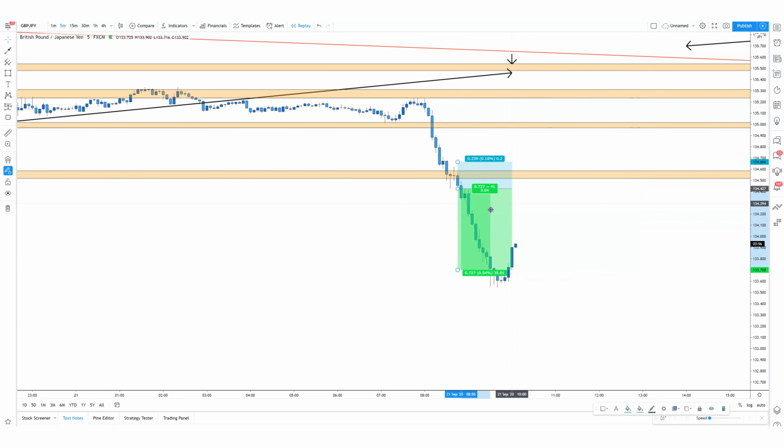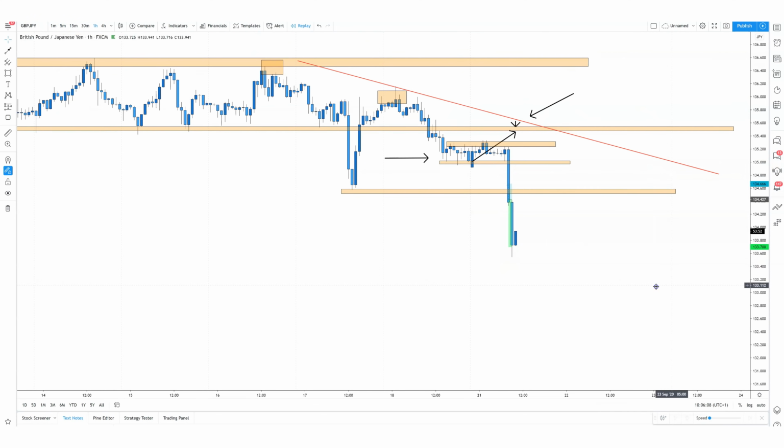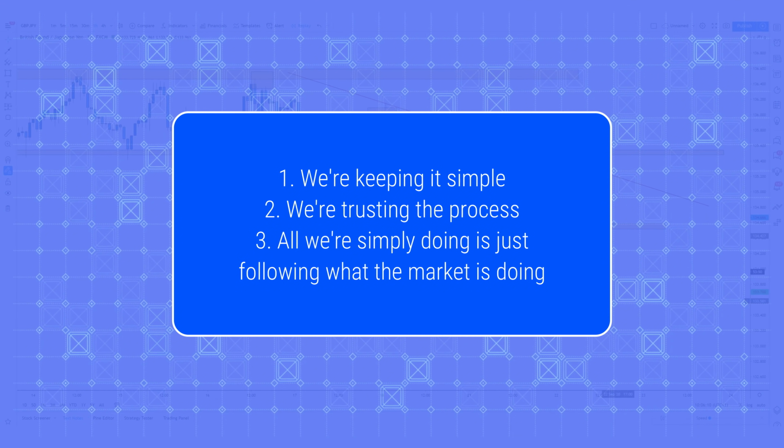Pretty simple here, right? Now, you can notice what we're doing throughout the whole process is, first and foremost, we're keeping it simple. Secondly, we're trusting the process. And thirdly, all we're simply doing is just following what the market is doing. We're not going against it.